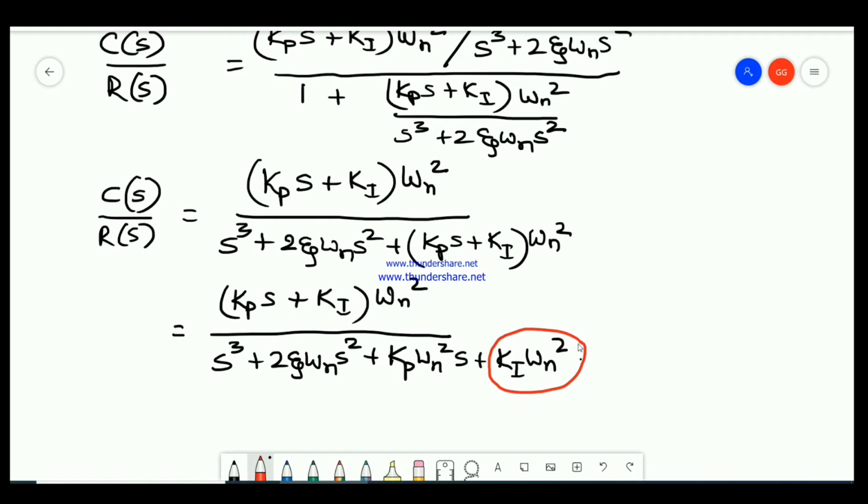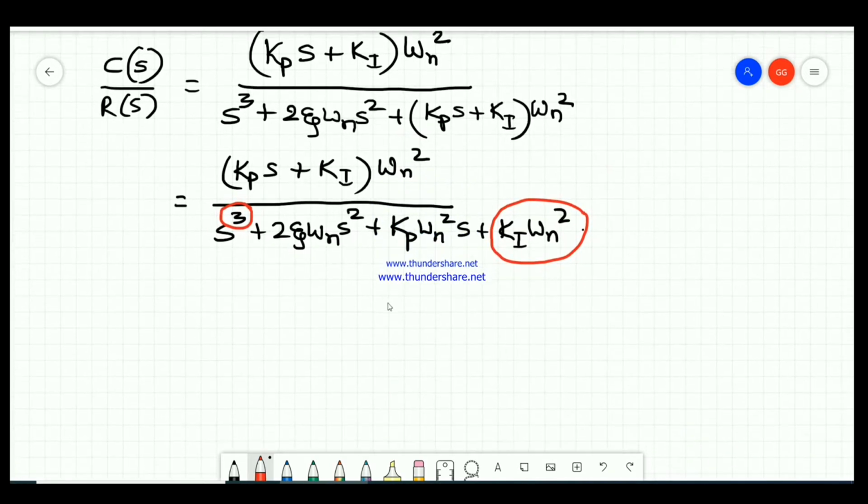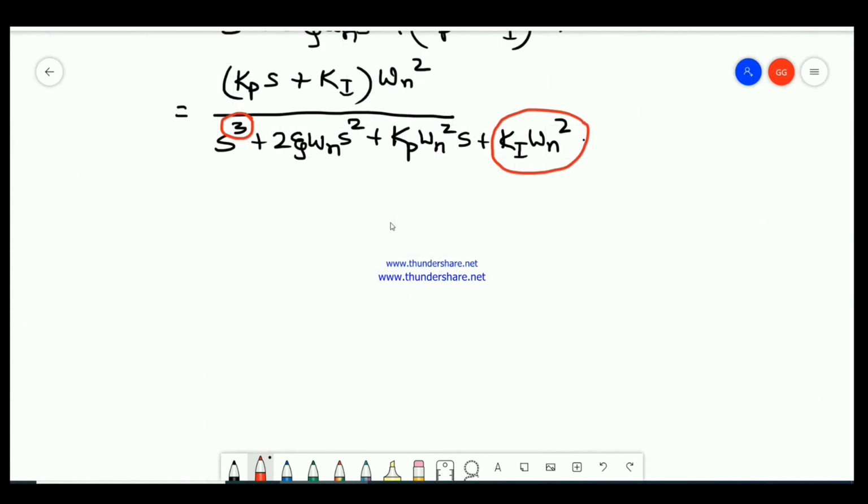But here you should observe one more thing. S cube is there. See the order of the system, which is S cube, where one pole is introduced into the system because of using this proportional integral. Therefore, the stability of the system is reduced. Okay, due to one pole introduction in the equation, you see that the stability of the system is reduced. So this would be the disadvantage of proportional integral.